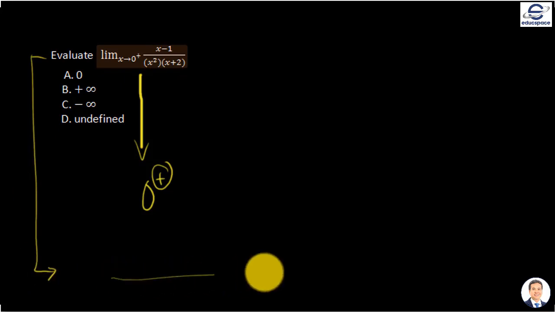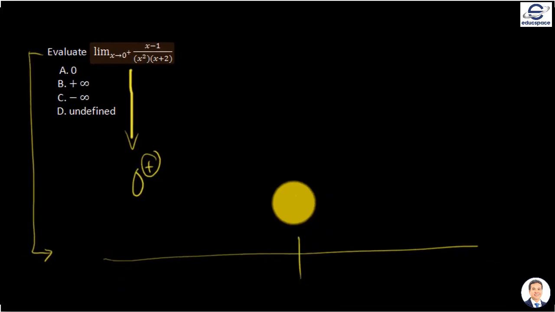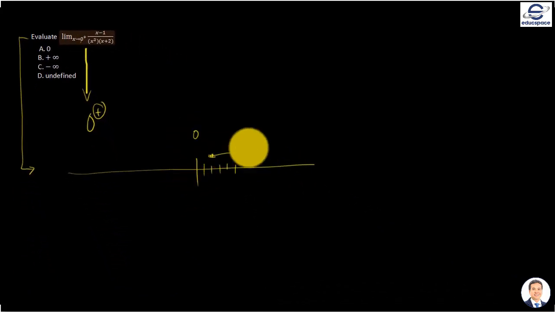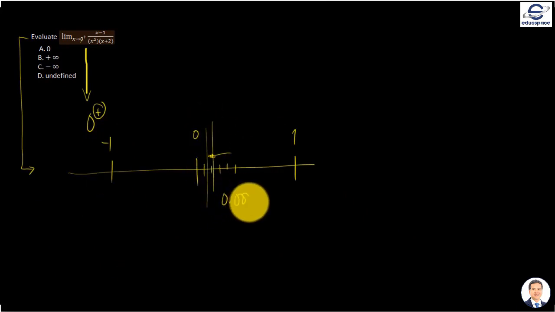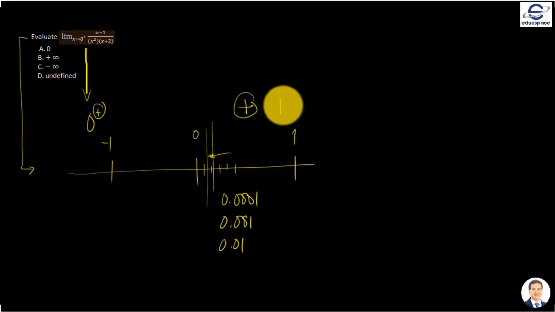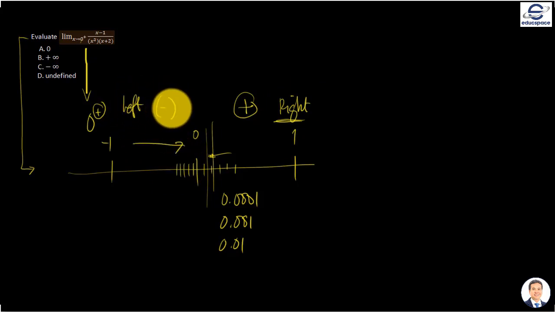This means that if we have this graph, let's take this as 0. Therefore, we have 1 here and negative 1 here. There are some numbers here, for example 0.001, 0.01. They are approaching 0 in this direction from the right, so normally we take this as positive. And there are some numbers approaching 0 from this side, which is from the left, and normally in differential calculus, we take this as negative.